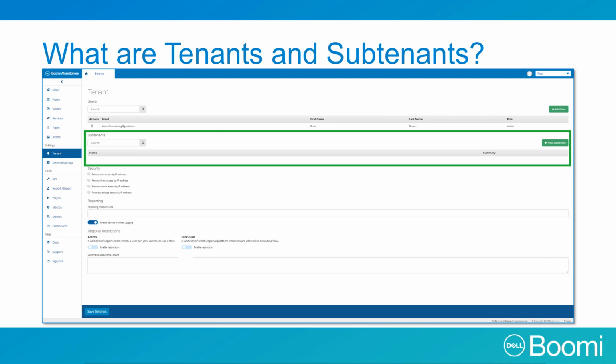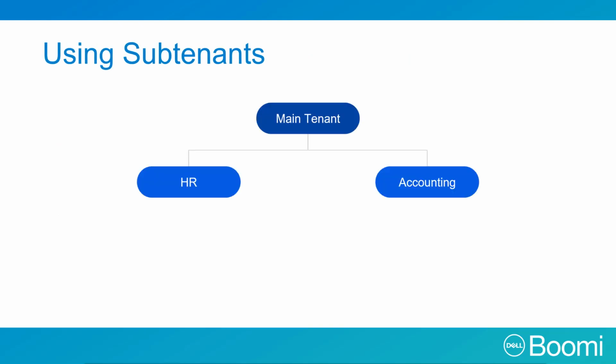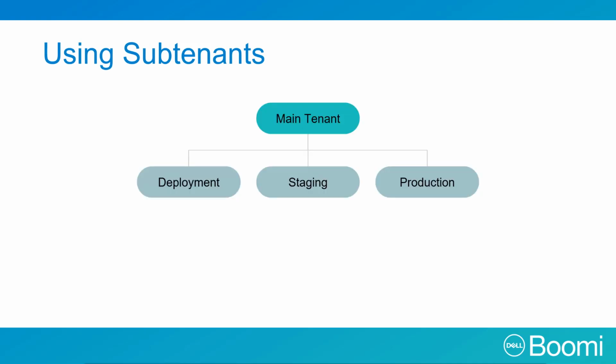Subtenants are added or created within your main tenant. A subtenant is a new tenant under the main tenant account. Subtenants do not have visibility into the content, flows, values, or service integrations of the main tenant, and vice versa. You may use different subtenants for different divisions of your company, for example, separate subtenants for HR and accounting. Subtenants can also help to organize your projects. For example, you can logically separate out development environments into deployment, staging, and production.